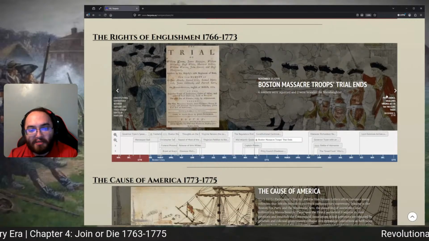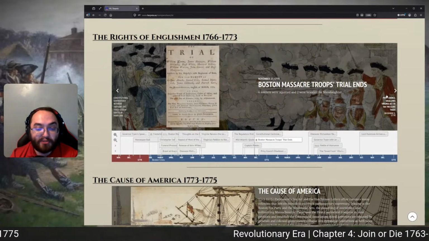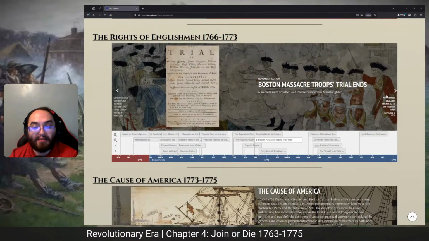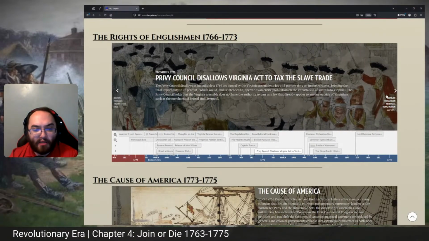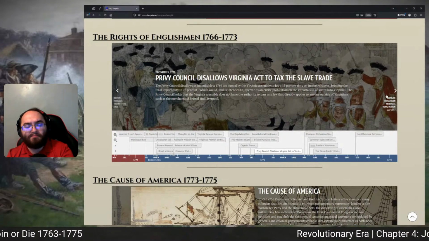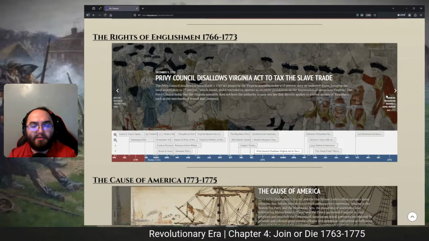And so the Boston Massacre trial for the troops: the 6 soldiers were acquitted and 2 were branded for manslaughter. And then you have the Privy Council in England disallows the Virginia Act to tax the slave trade.